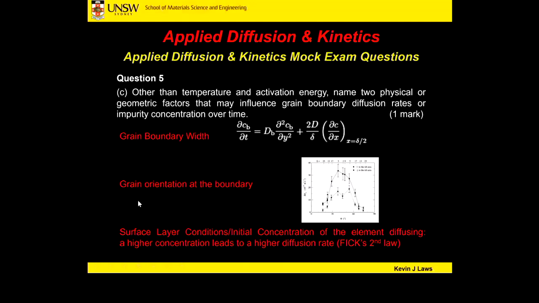So another one that you could have also used was the surface layer conditions or initial concentration of the elements that are diffusing. Okay, so again, a higher concentration can lead to a higher diffusion rate. Okay, so that's something physical, a physical part of the system that can limit diffusion.